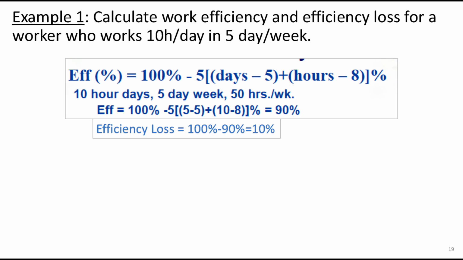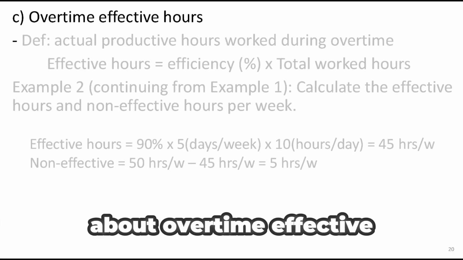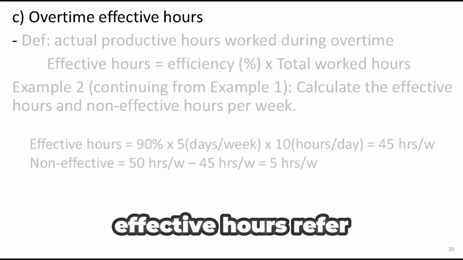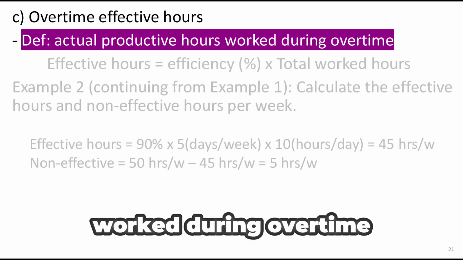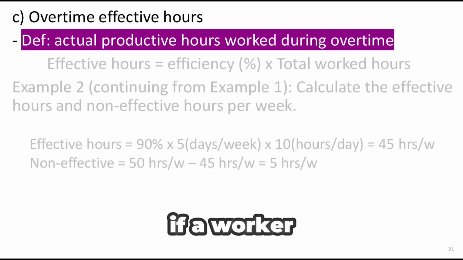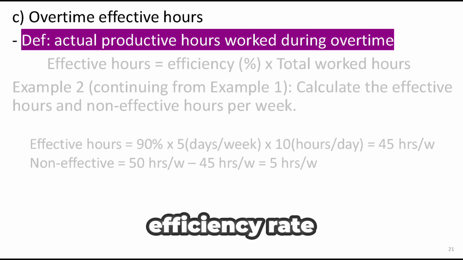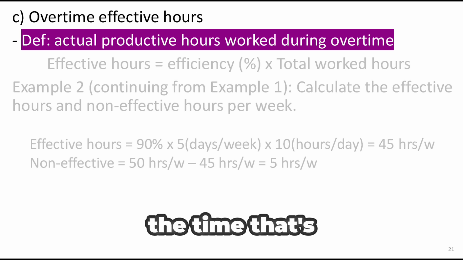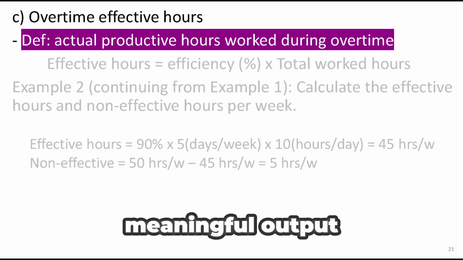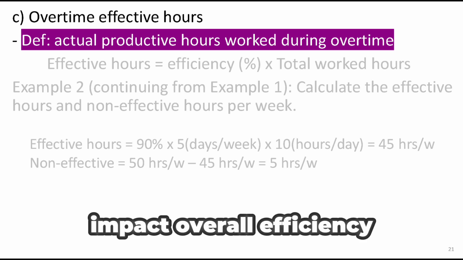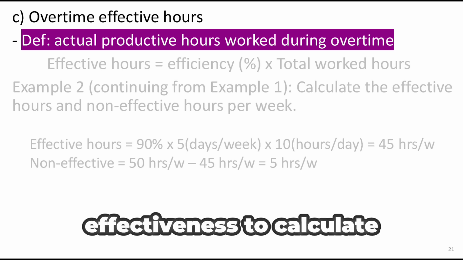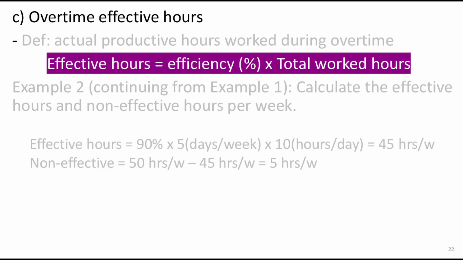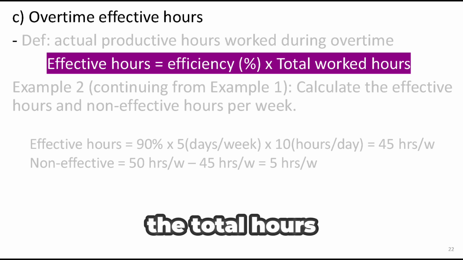Now, let's talk about overtime effective hours. Effective hours refer to the actual productive hours worked during overtime. For example, if a worker is working overtime at a reduced efficiency rate, the number of hours they actually produce work in that time is less than the total hours worked. This is important as it can tell you non-effective hours, the time that's paid for but doesn't translate into meaningful output, which can significantly impact overall efficiency and cost effectiveness. To calculate effective hours, we multiply the efficiency percentage by the total hours worked.